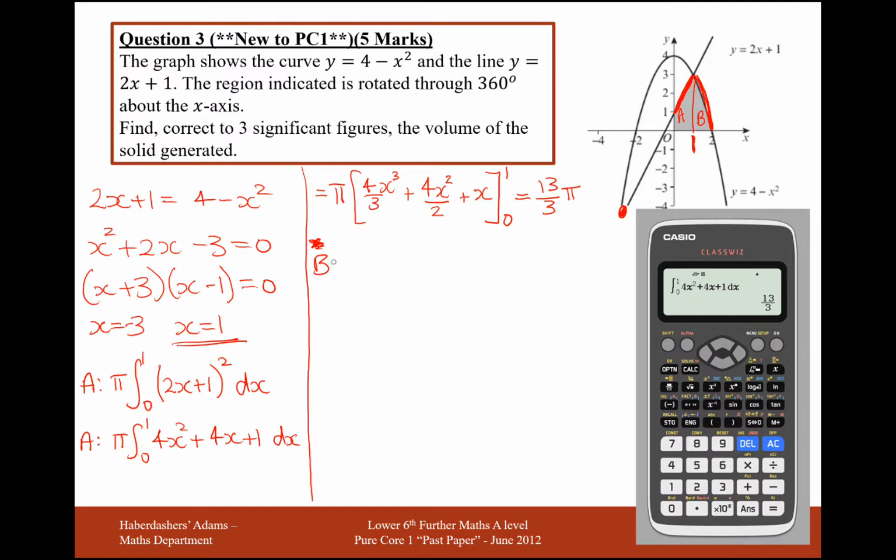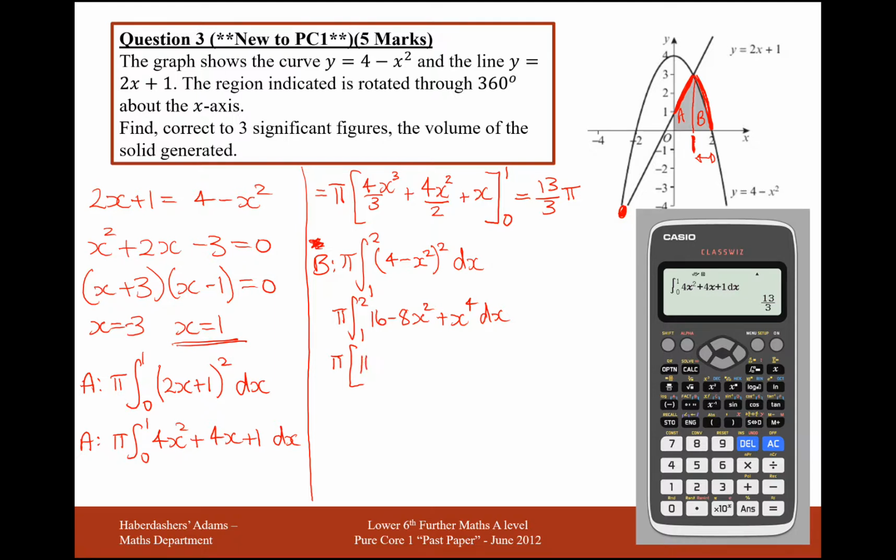Okay, next we need to do part B. Part B is going to be pi times the integral, and this time we're working in between here to here, so that's from 1 to 2, and we take the curve that's bounding it, 4 minus x squared, and square it, because that's the formula: pi times the integral of y squared dx. So let's expand these brackets: 16 minus 8x squared plus x to the 4 dx, and integrate.